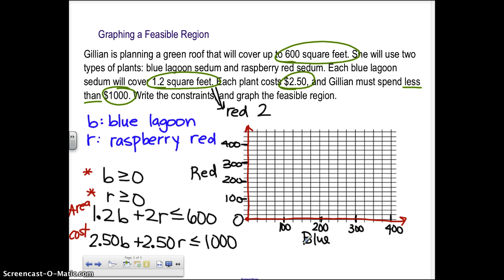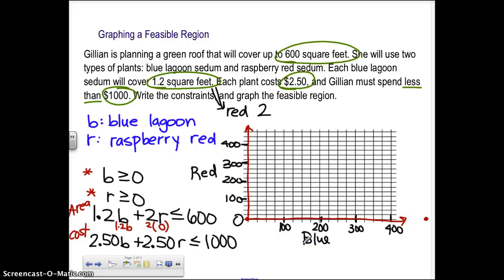It's hard to graph a function like that, especially when you have to solve for y. Well, there's no y here, but let's use intercepts. Remember, in an intercept, we make one value equal to 0. So we can find the blue intercept by letting r equal 0. So 1.2b plus 2 times 0, that's going to be wiped out, equals 600. We divide 600 by 1.2, and that tells us what our intercept is. We get out our calculator. Hopefully you're doing this with me right now. And our intercept on the blue is over here at 500.